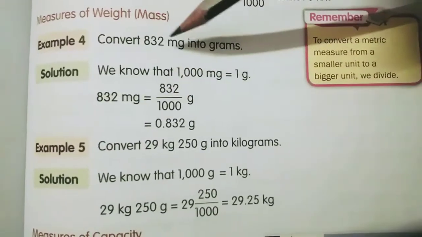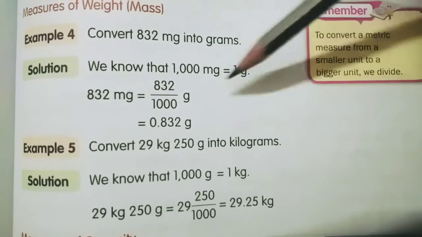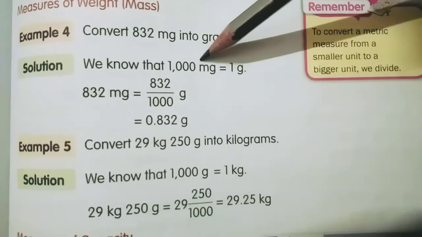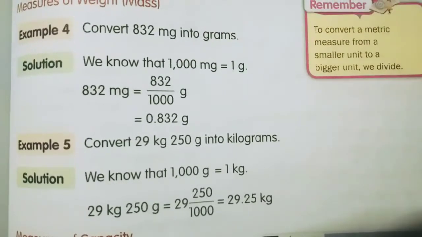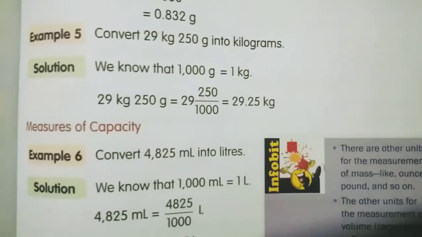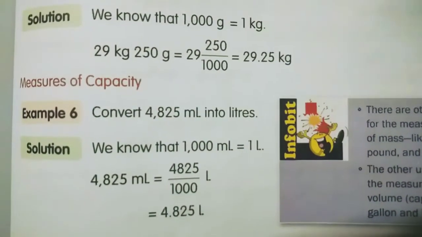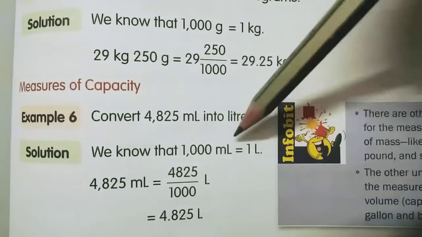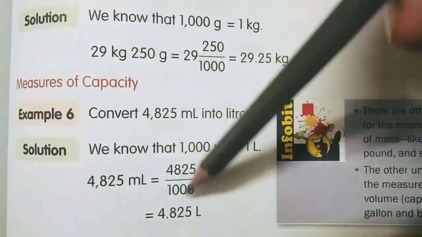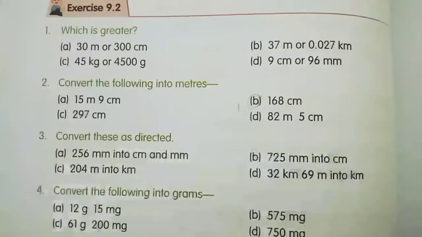Now see this 832 milligram to gram. So smaller to bigger. So what is the relation? 1 gram equal to 1000 milligram. So you have to divide it by 1000. Okay. So here you can see next example 6, 4825 milliliter into liter. So 1 liter equal to 1000 milliliter. So you have to divide by 1000. Understood? So let's start the exercise now.